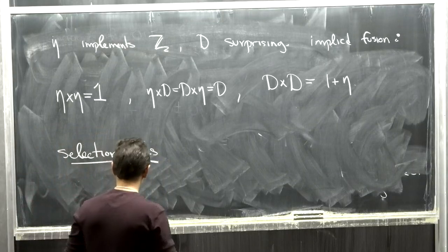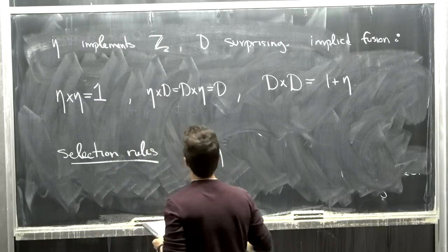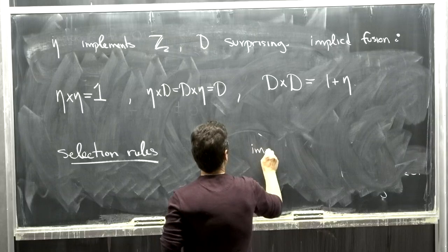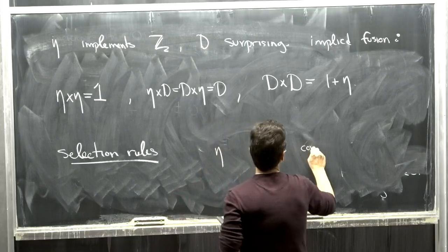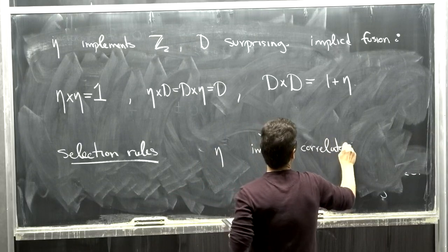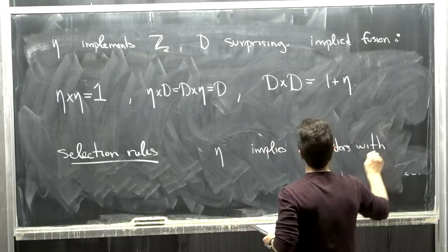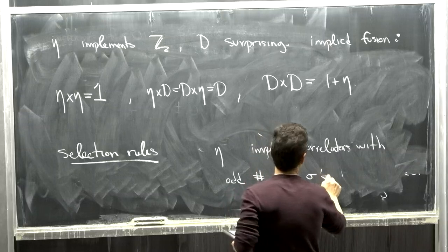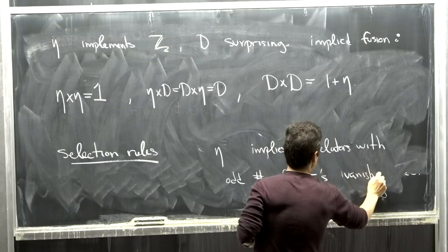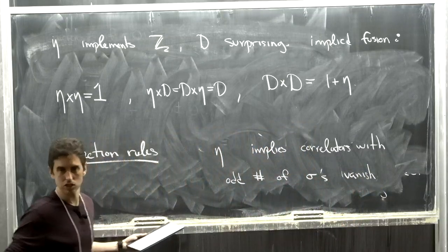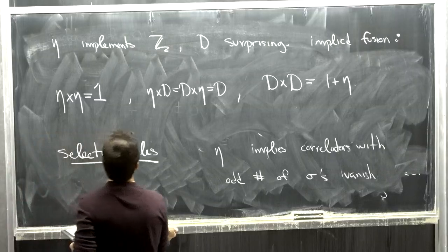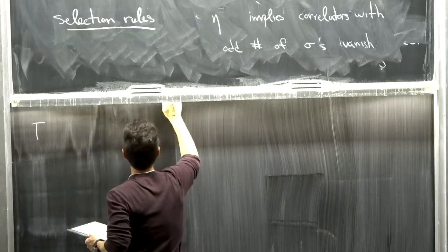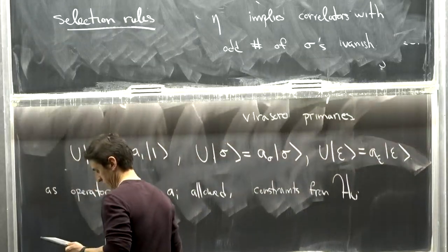So eta, we know what selection rules eta implies on correlation functions. Eta implies that correlators with odd numbers of sigmas vanish. That's the standard Z2 symmetry, the Z2 charge thing. But what about D? What's that good for?